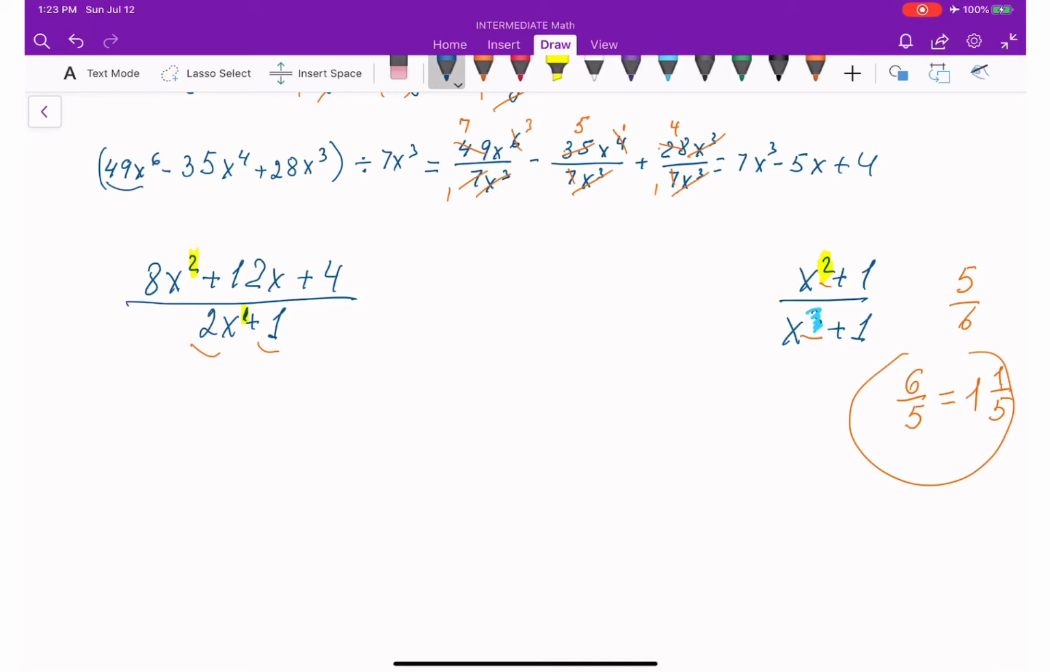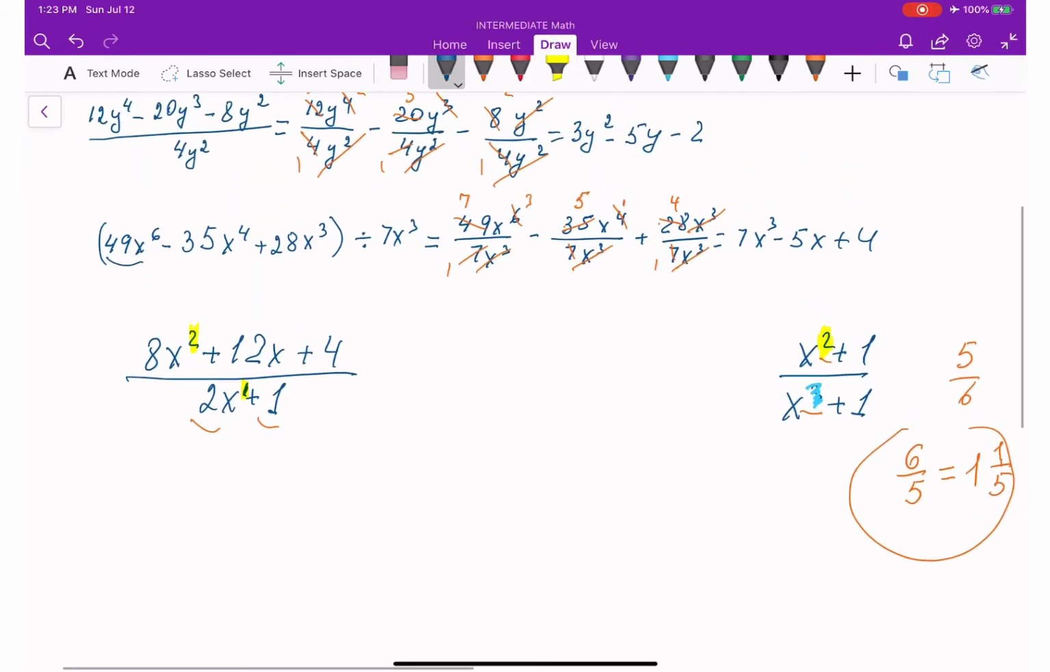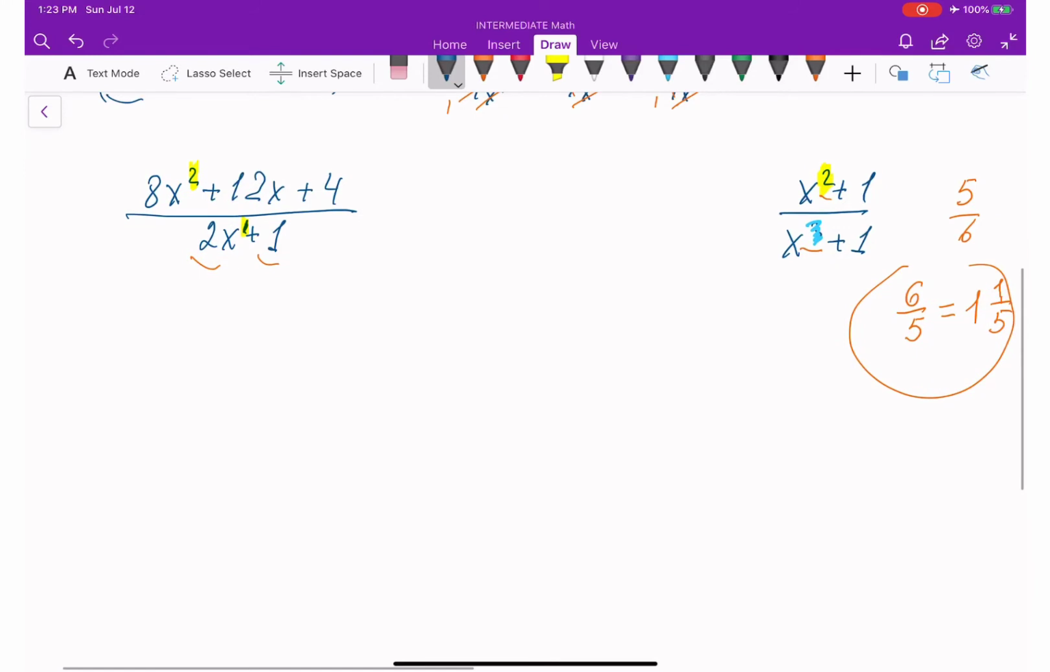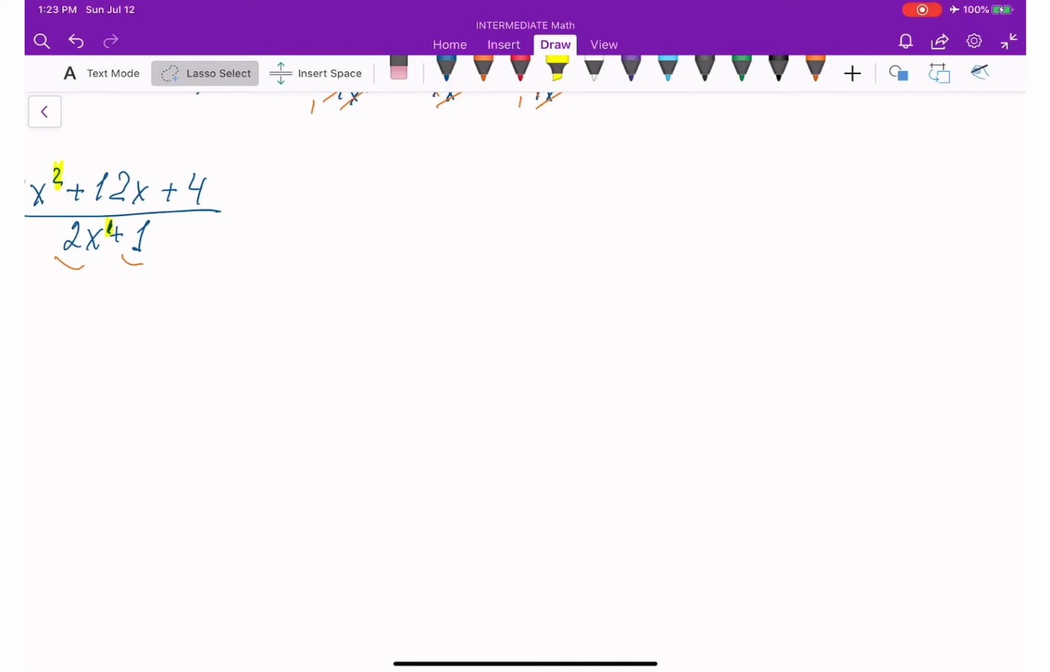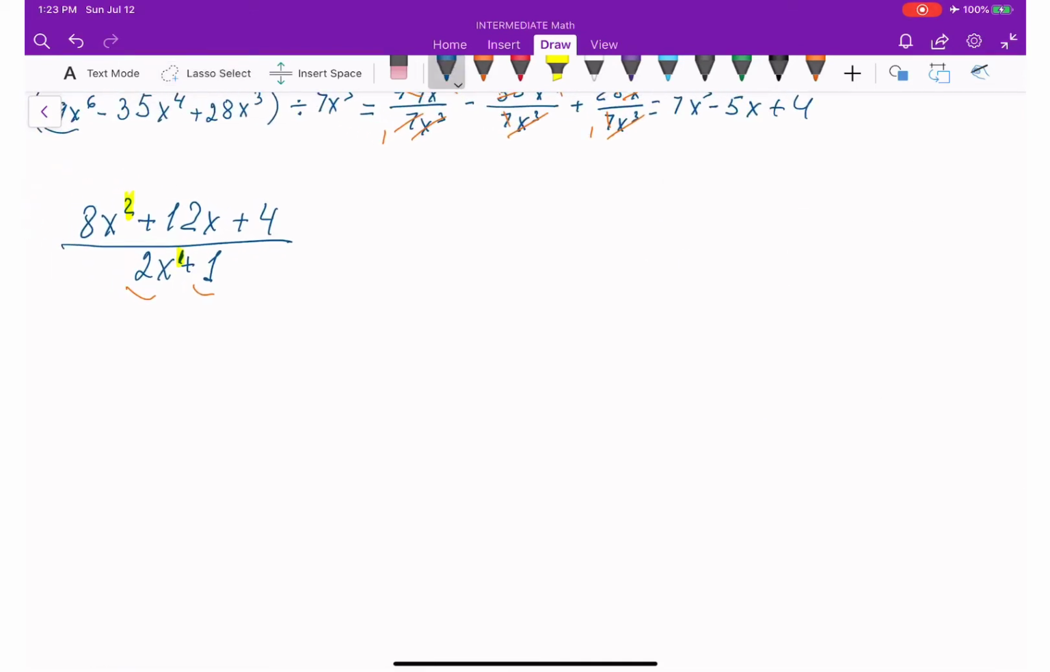I'm writing down 8x squared. Let me clean this so I will have space. I might as well use this space for division. Okay. 8x squared plus 12x plus 4. We are dividing by 2x plus 1.